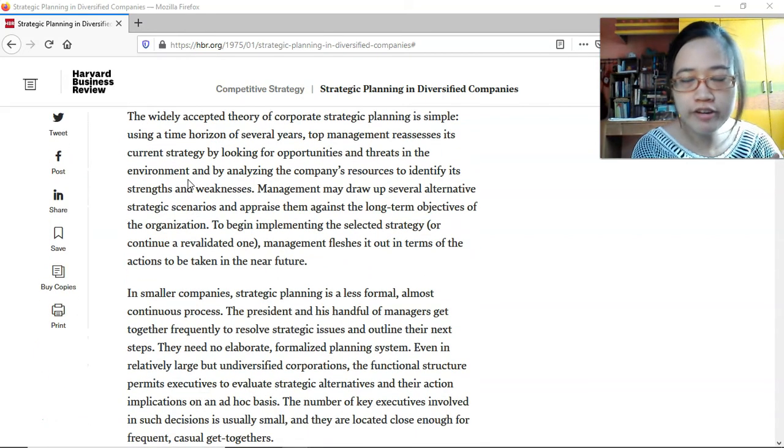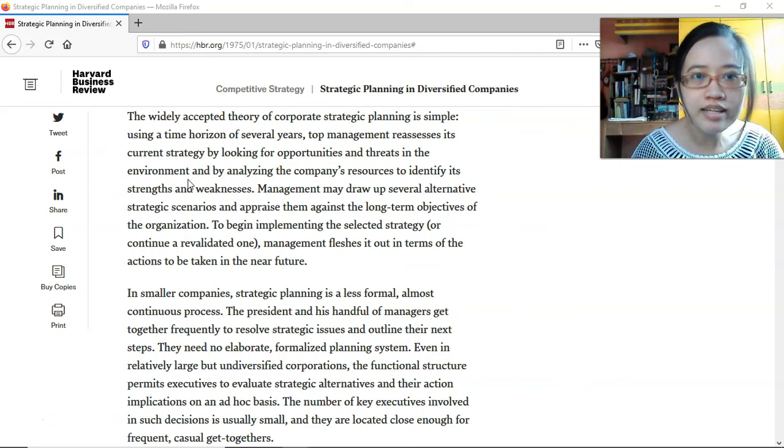Although in the previous videos, we've discussed another definition of strategy, and then we've also had the differences between corporate strategy, business strategy, and then functional strategy. Okay, so the widely accepted theory of corporate strategic planning is simple. Using a time horizon of several years, top management reassesses its current strategy by looking for opportunities and threats in the environment, and by analyzing the company's resources to identify its strengths and weaknesses.